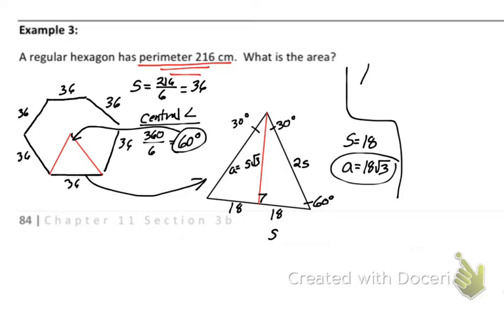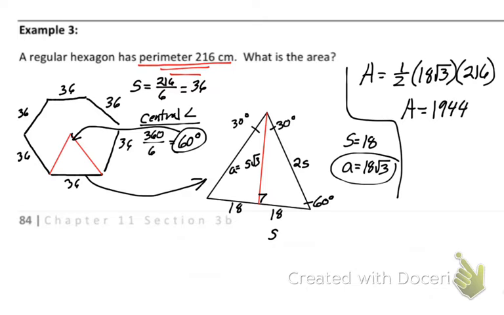So our area is going to equal 1/2 my apothem times my perimeter, which is 216, which is going to equal 1944 square root of 3. A little bit of mental math: 9 times 200. Yeah, you can break it down into 200s and 16 times 900. All right, any questions on anything we did?